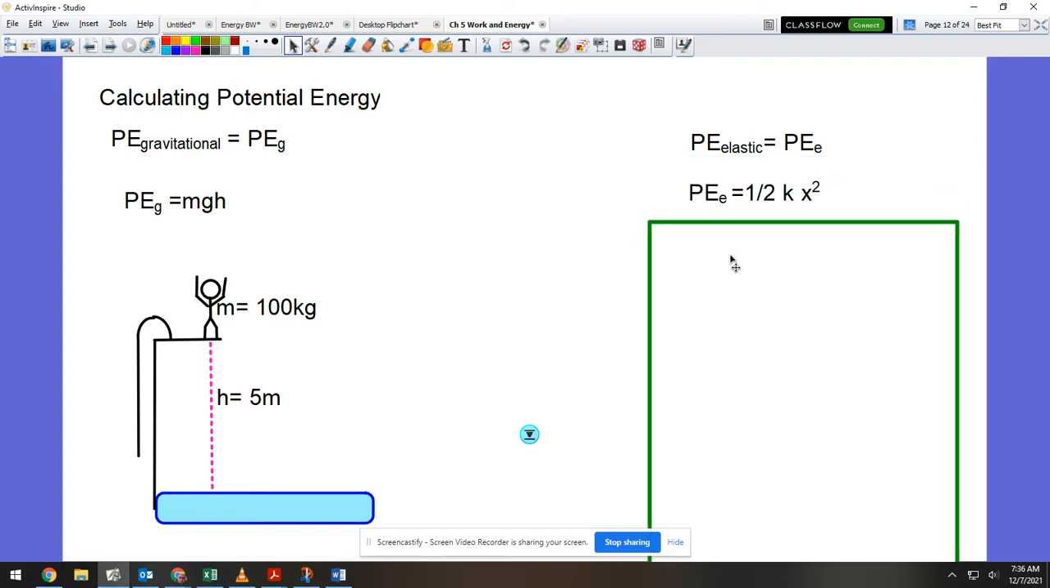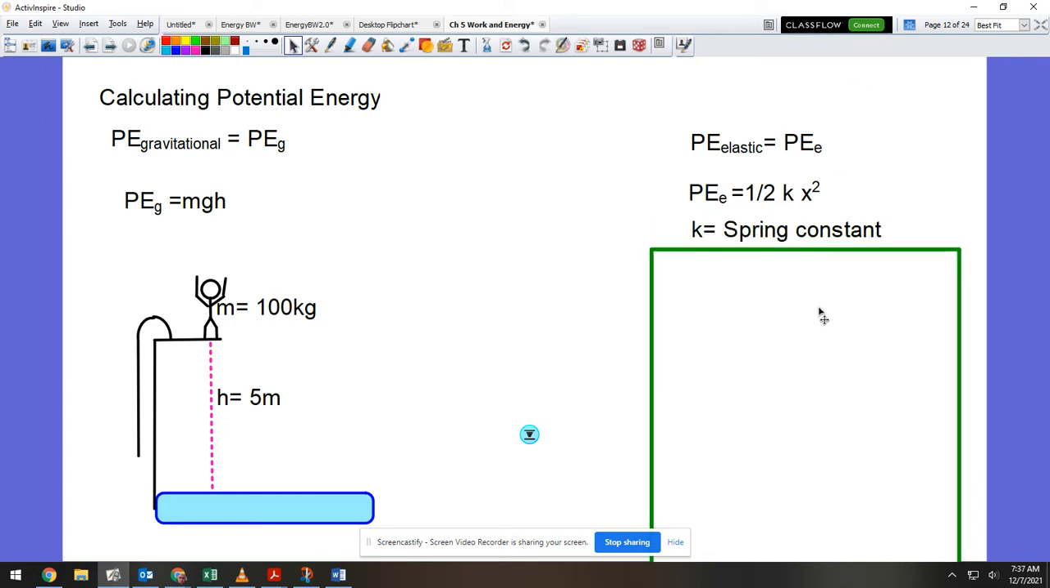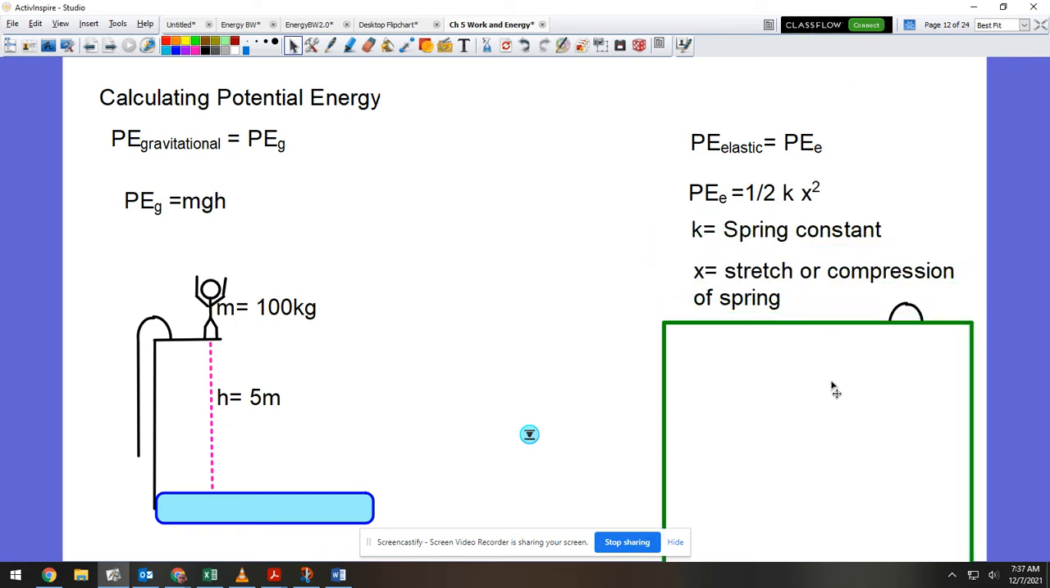Then we talk about elastic potential energy. A little more complicated. You have to think back to when we discussed Hooke's law last chapter, where F equals kx, and we introduced k as the spring constant and x as the displacement of your spring. Well, k and x are back, and they are still the same thing. The difference is you take 1/2 of k and x is squared. So k is your spring constant, and x is your stretch or compression.